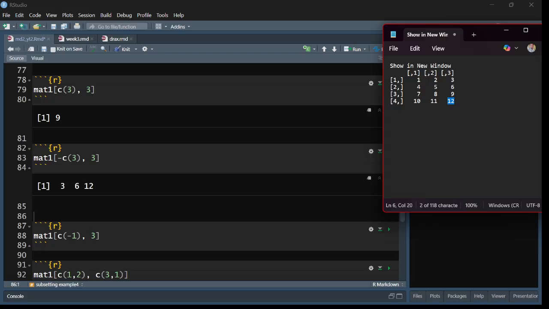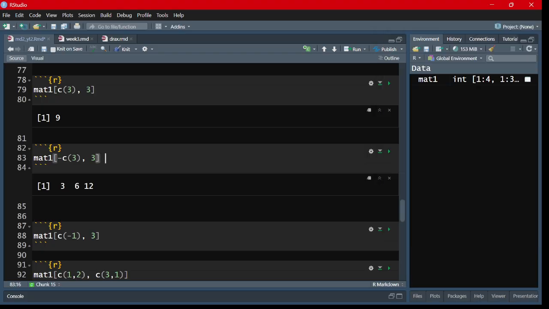But when I see the row, it is not selecting the third row. So whenever I place this kind of minus sign before this c, that means it is removing the third row and selecting all the rows for the third column. So we can give this analogy here, and let's look at this.